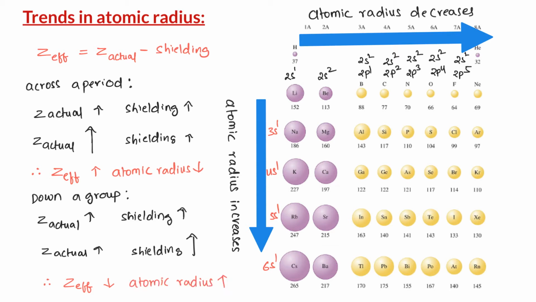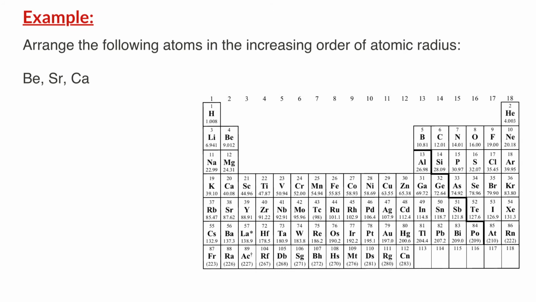Since the periodic table is always given to you during a chemistry exam, you should be able to arrange a given set of atoms in the increasing or decreasing order of their atomic radius. Let us do a couple of example problems before we move on. Arrange the following atoms in the increasing order of atomic radius. We are given beryllium, strontium, and calcium.